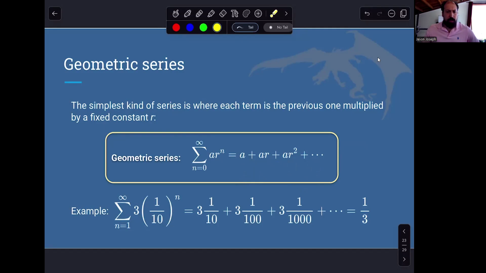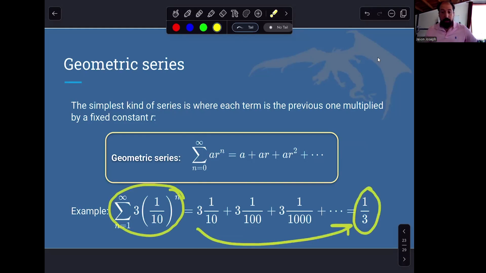So the first term there, when n equals 1, is 3/10. When n equals 2, that's going to be 3/100ths, and so on. And these are the same decimals we added up earlier to get 1/3. So we know, because we trust decimal expansions, that this infinite series converges to 1/3.